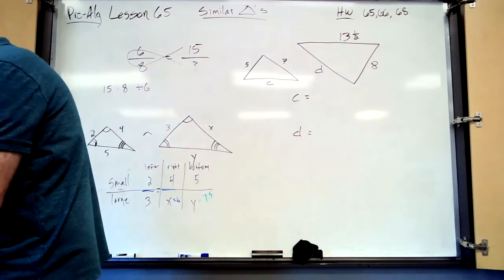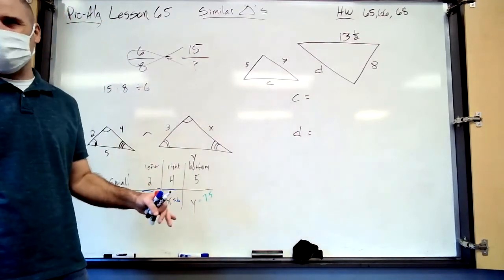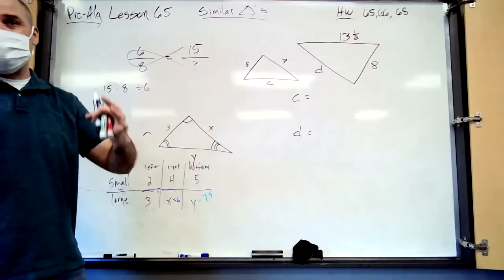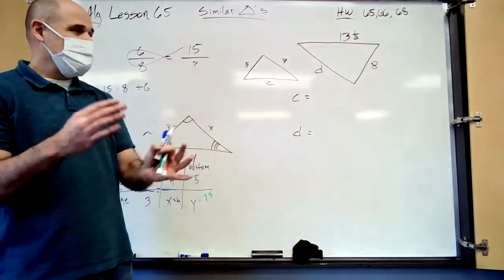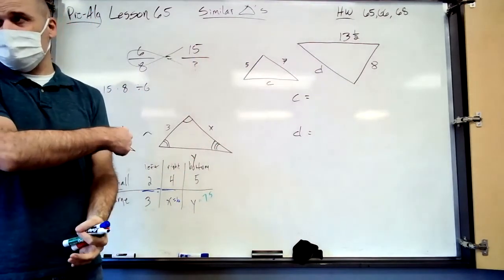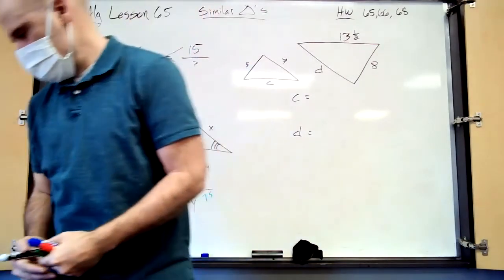Okay, so the trick is you can't say left, right, bottom, right, because these aren't in the same orientation. So I would flip that triangle over and make it look like it's the same, and then you can go left, right, bottom. Okay? So see what you get.